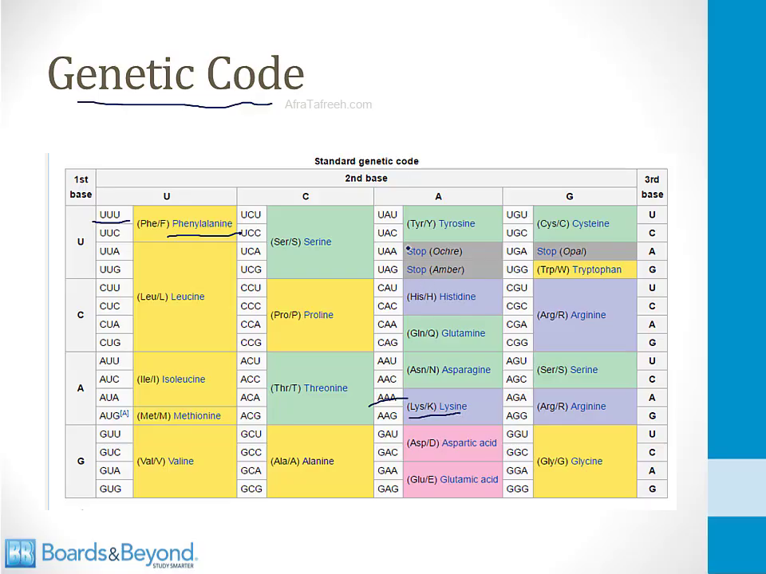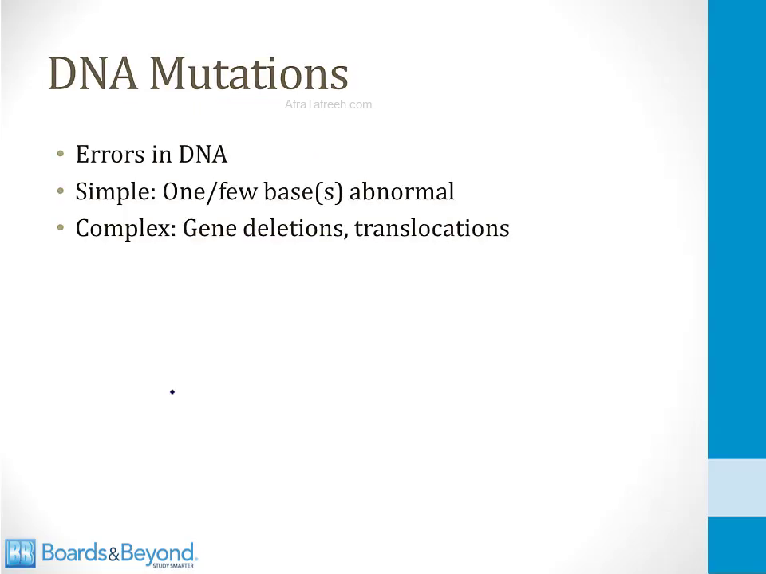You'll also notice that there are three stop codons here, UAA, UAG, and also UGA. If these three nucleotides are encountered in mRNA, that tells the body to stop synthesizing the particular protein that it is making. Now that we've reviewed those very basic concepts, we can begin our discussion of DNA mutations.